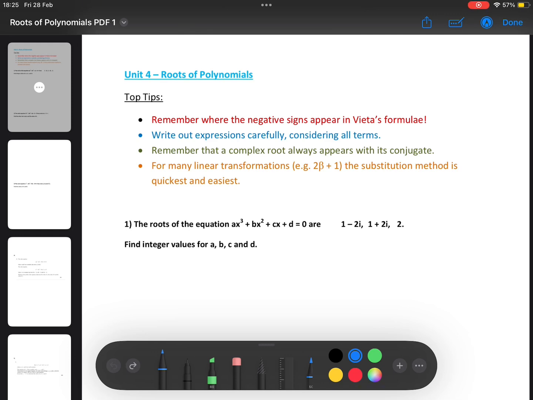Since I think different teachers probably use slightly different notation, I'm going to start by quickly introducing the notation I'm going to use throughout the video, and then whiz through the top tips before moving on to some questions.